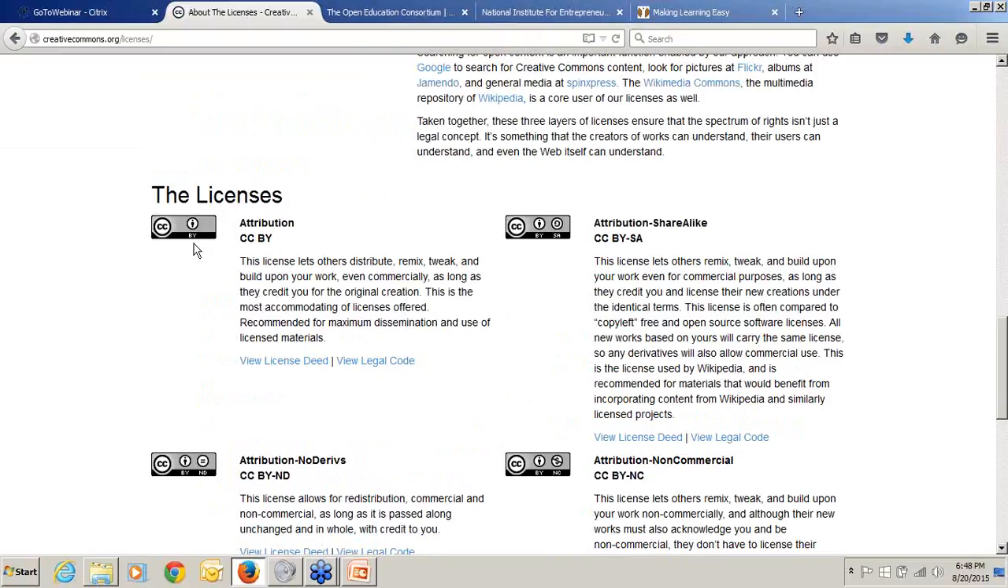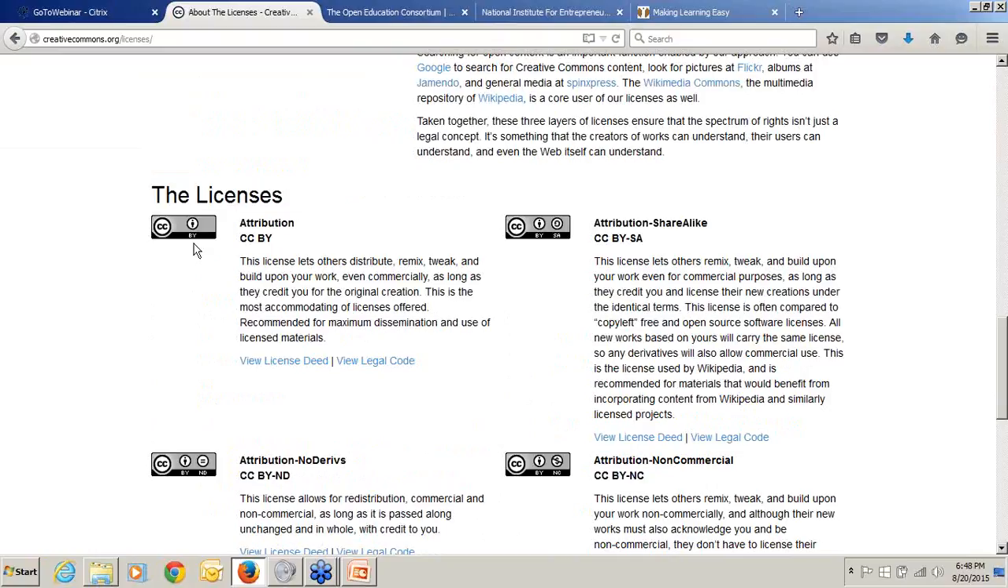Under this license, you can remix it, you can tweak, and you can build upon the work and can even commercialize it. But you have to give credit to the original author. Under this license, you can even change the license of the work which you have created using it. Suppose you have used this license and created a new derivative work, you can make it CC BY SA or any other of the remaining 5 licenses. So this license is that much open.